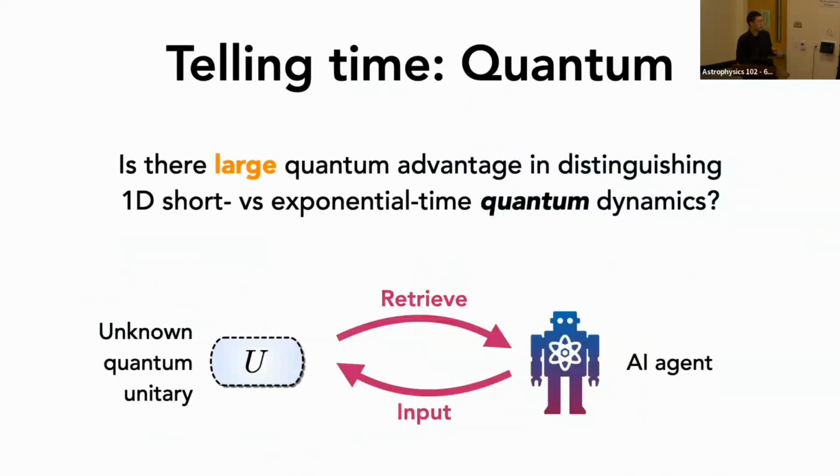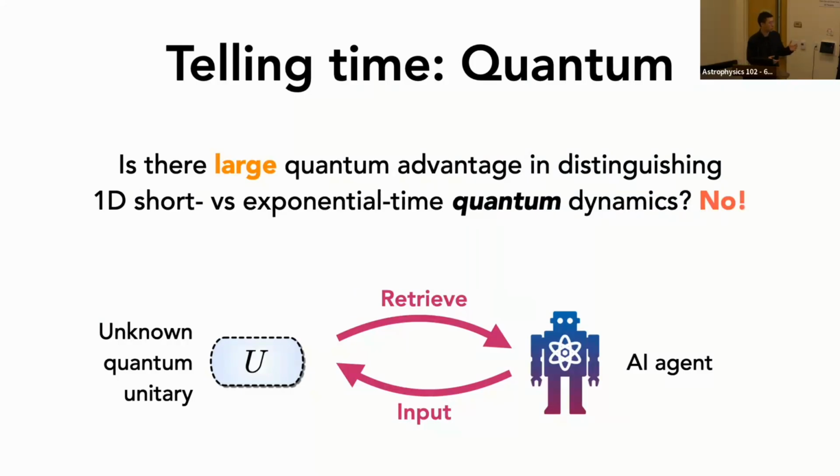And together, it tells us that quantum AI agents are not that powerful. It does have a lot of advantages in uncovering symmetry, in predicting observables, and so on. But yet, we cannot tell time. We cannot tell between short time versus exponential. So there can also not be any large quantum advantage here because the task is hard for quantum AI agents.